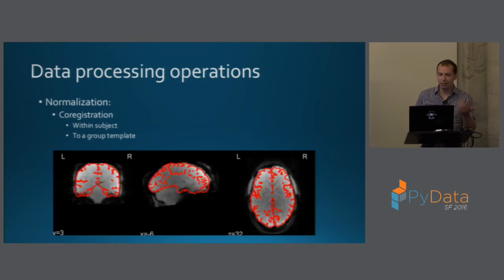But denoising is not all. We also want to do some kind of normalization. We rarely study a single individual person. We want to make our conclusions based on groups. We want to generalize to other people, so we need to acquire data from many different subjects. And then the question is, how do we put all of those results in the same space?